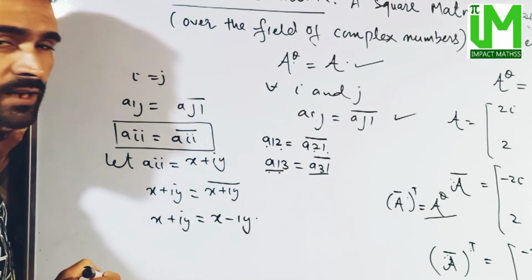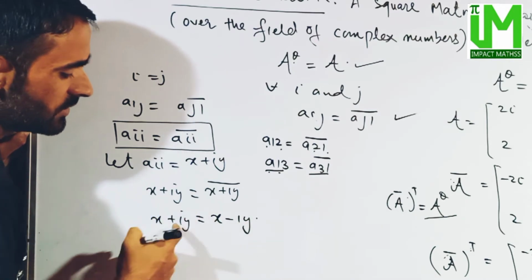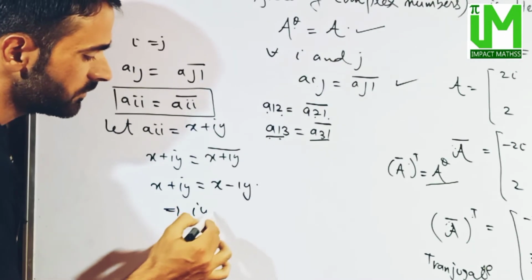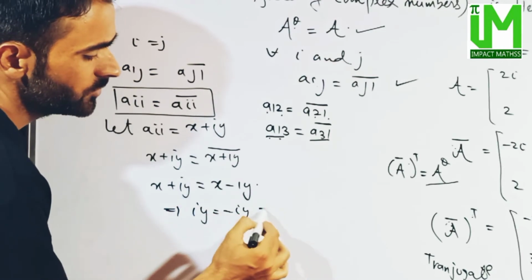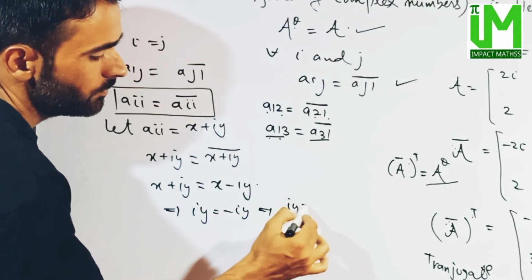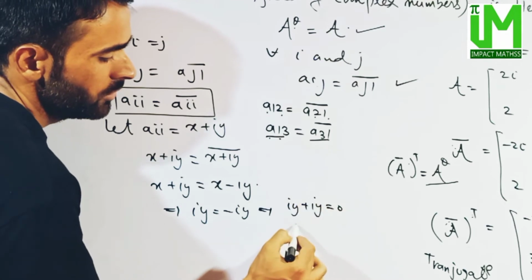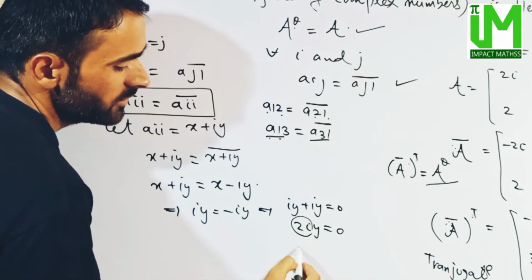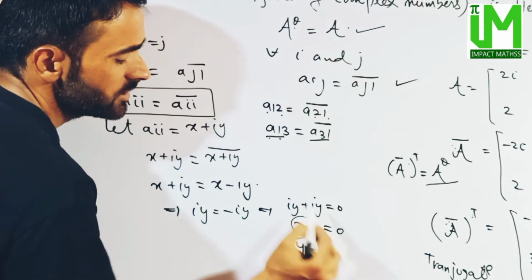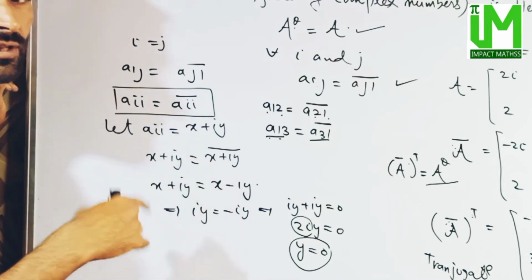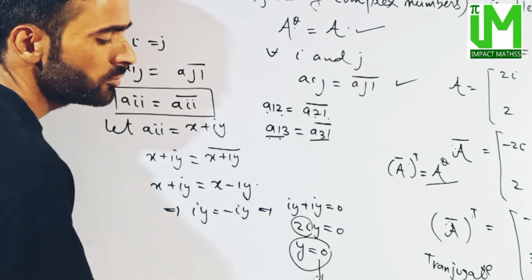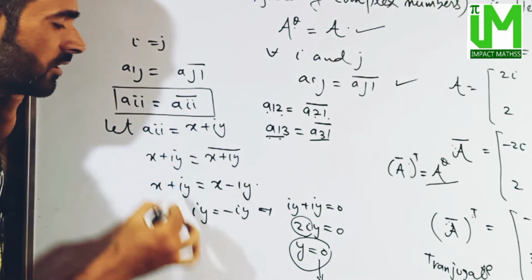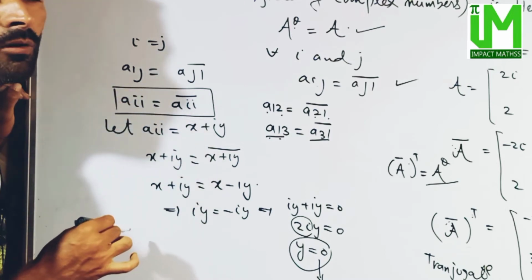अब यहाँ से x और x कैंसिल हुआ, तो iota y is equal to minus iota y. इसे यहाँ शिफ्ट करें तो it will be iota y plus iota y is equal to 0. So twice iota y is equal to 0. Obviously 2i is not equal to 0, which means y is equal to 0. y is equal to 0 means the imaginary part is 0. अगर imaginary part 0 होगा, that means we will only obtain the real part. So that means इस complex number में हमारे पास we will only have the real part.